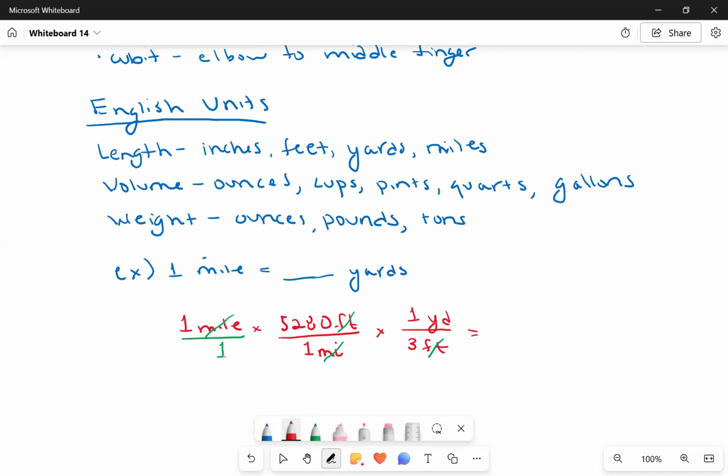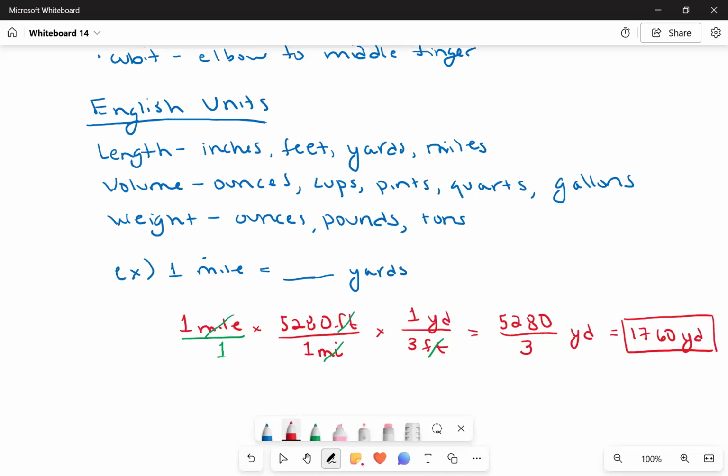And here's what I'm left with. In the numerators, I have 1 times 5,280 times 1 all over 1 times 1 times 3. Or in other words, I have 5,280 over 3. And that will be yards because I've canceled everything else out. So grabbing my calculator, 5,280 divided by 3 gives me 1,760 yards. And that's how I would convert that.